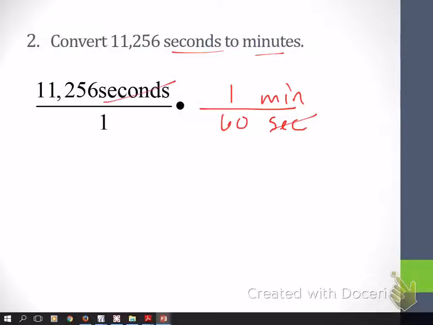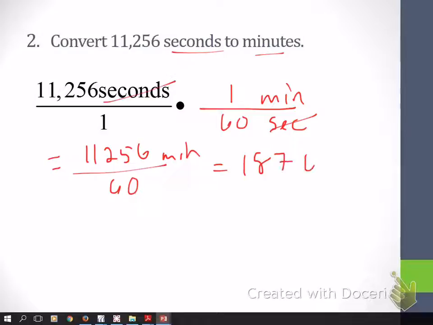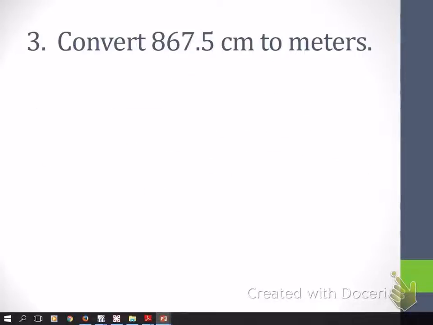And so now I multiply straight across. 11,256 times 1 is just 11,256. 1 times 60 is 60, and minutes are in the numerator. So this tells me I have to divide 11,256 by 60 and get 187.6 minutes. Okay? We're just trying to place units so that the right units divide out and I'm left with the units I want. Okay? Try this one on your own.